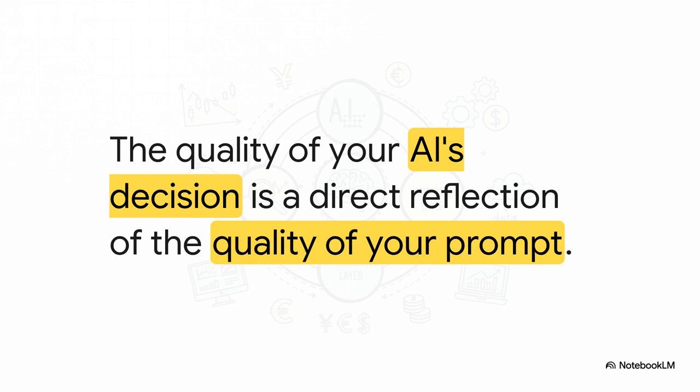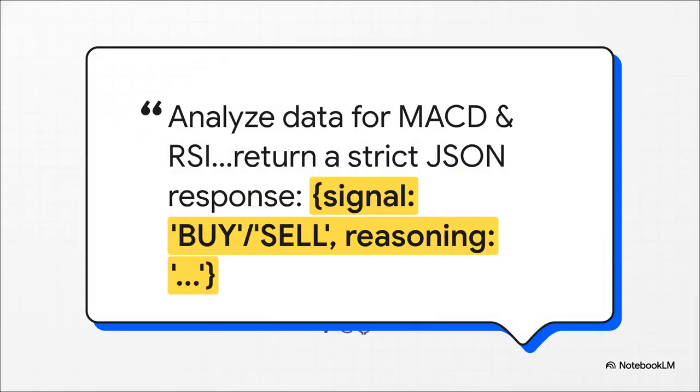The quality of your AI's decision is a direct reflection of how good your prompt is. Check this out. This is a simplified example of a really good system prompt. See how specific it is? First, it gives the AI a role. You are an expert analyst. Then it tells it exactly what to look for. In this case, MACD and RSI, which are just popular indicators for market momentum. And here's the kicker. It forces the AI to reply in a strict machine-readable format called JSON. This isn't a friendly chat, it's a command that guarantees you get a clean buy, sell, or neutral signal that your bot can instantly understand and act on.